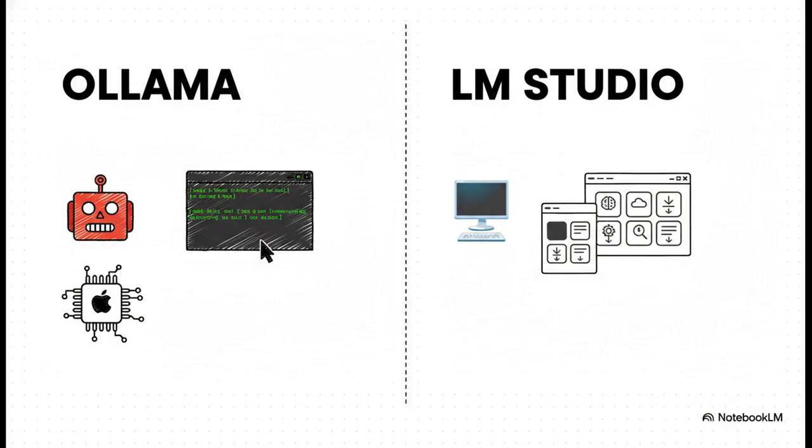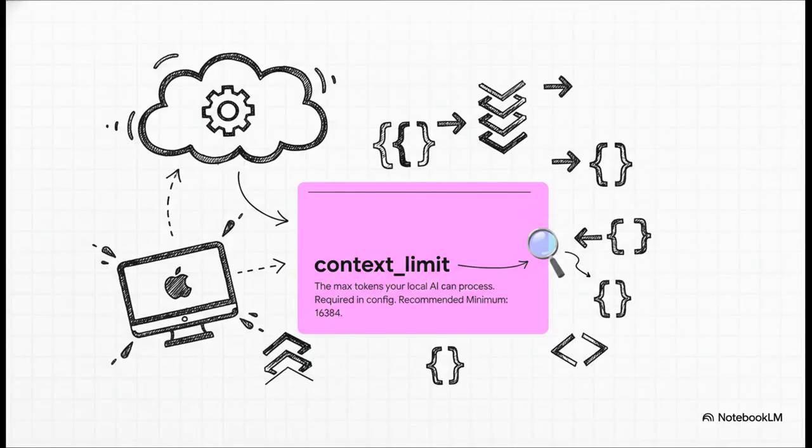Whichever you pick, you just set one line, the backend key, in your config file. Now listen up, because this is the single most important setting in your configuration, the context limit.